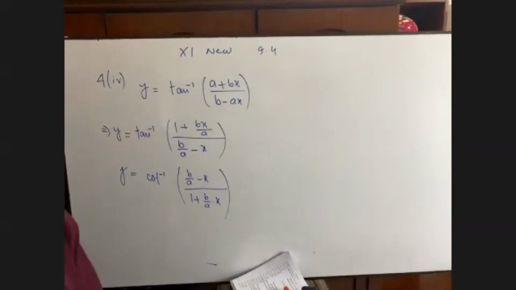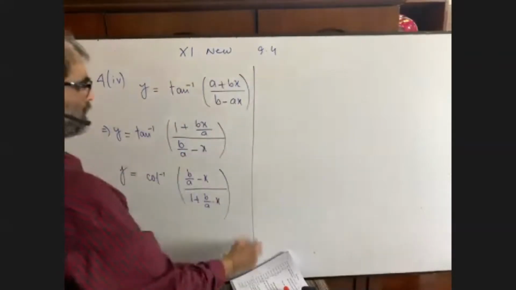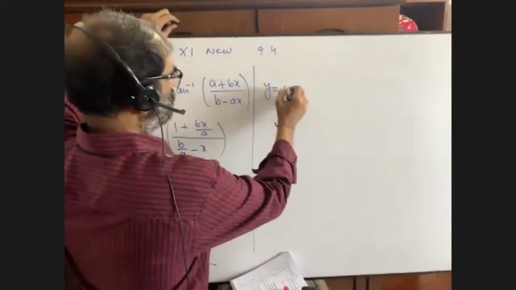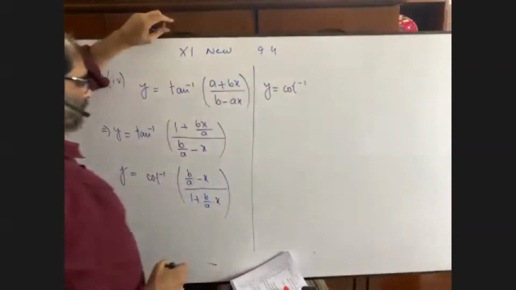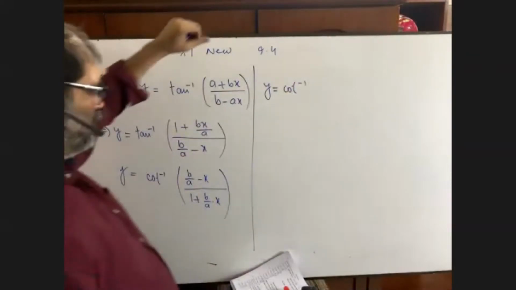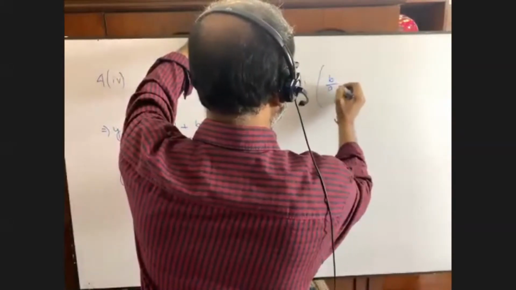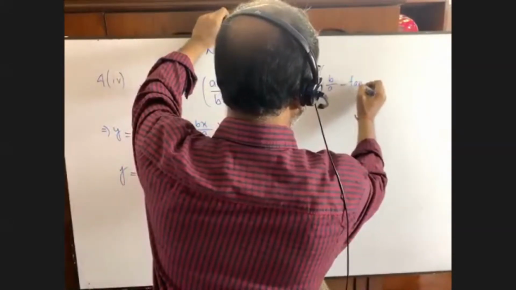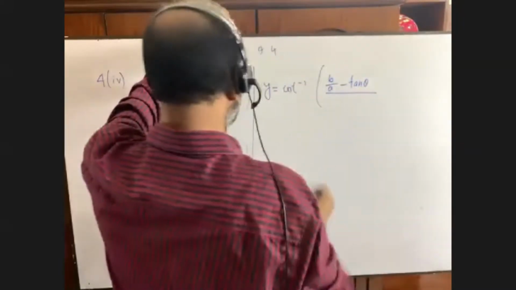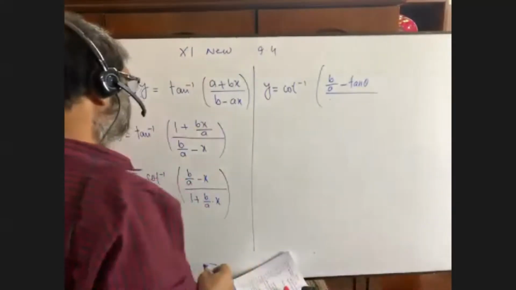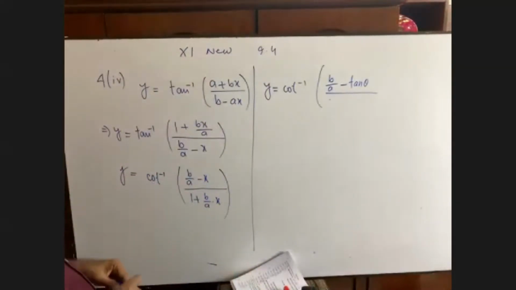Now let x equals tan theta. So we are getting y equals cot inverse. For x, you have to take tan theta. b by a minus tan theta by 1 plus... you know what is happening here? Please try to understand. It is b by a and it is minus x. Then what will you do? Let me know.